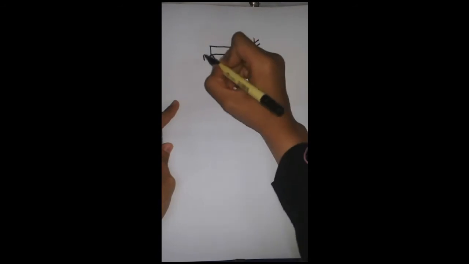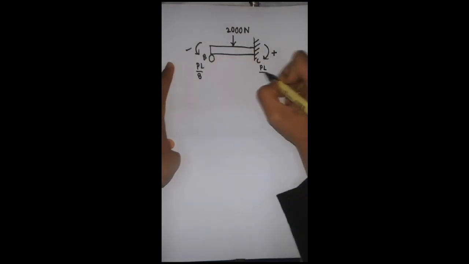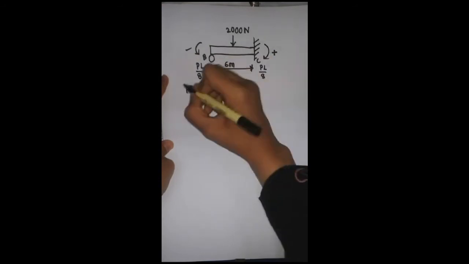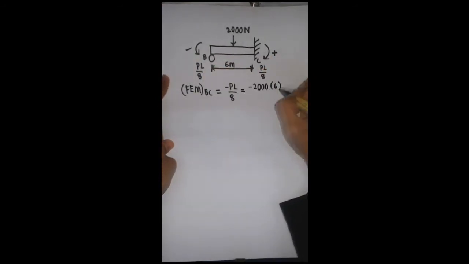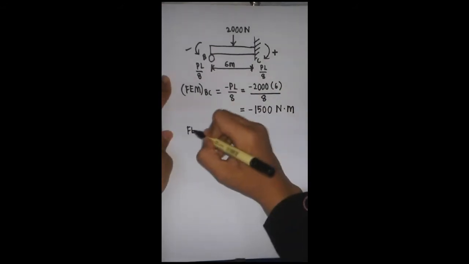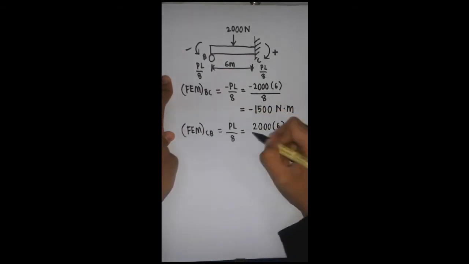Besides, for the fixed end moment for member BC, which has only one loading, we use PL over 8. So, we consider fixed end moment for BC equals negative PL over 8. But for fixed end moment CB, we consider PL over 8, because for BC there is a counterclockwise and for CB there is a clockwise sign convention.